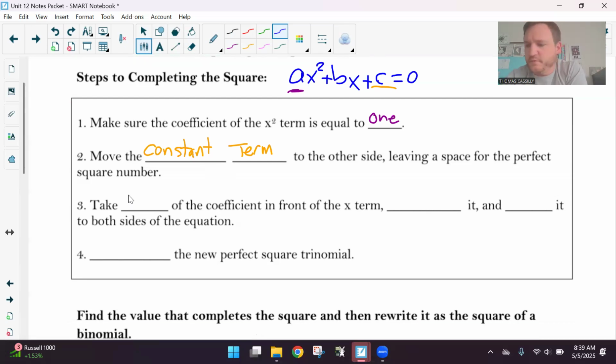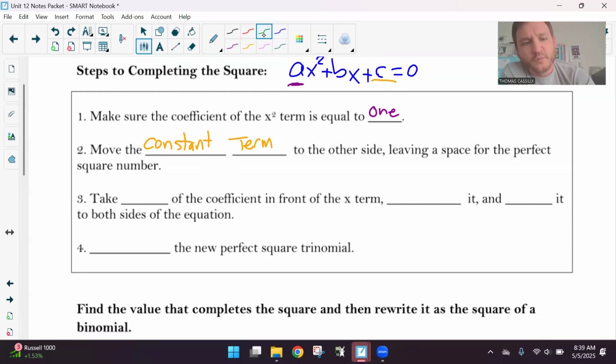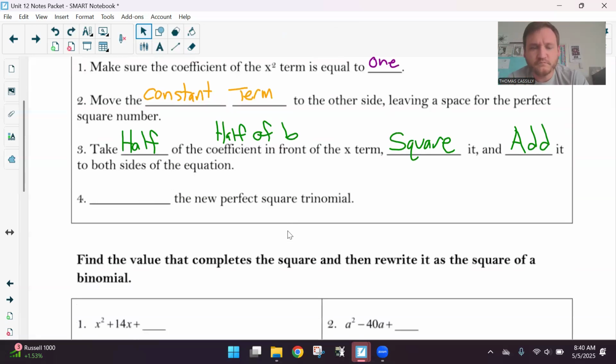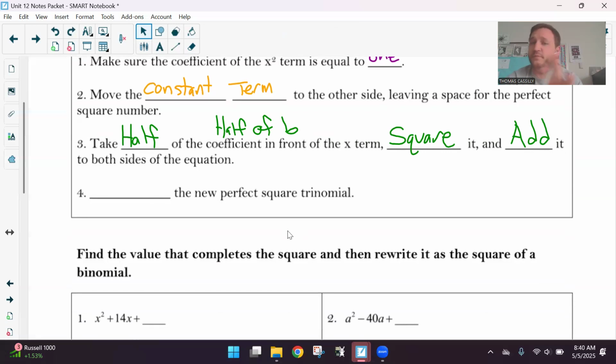Step number 3, this is where it gets kind of weird. We have to take half of the coefficient in front of the x term, so half of b. And then after that, we need to square it. Once we square it, we want to add it to both sides of the equation. So on one side, we're going to have some kind of polynomial term, and on the other side, we're just going to have some random number.